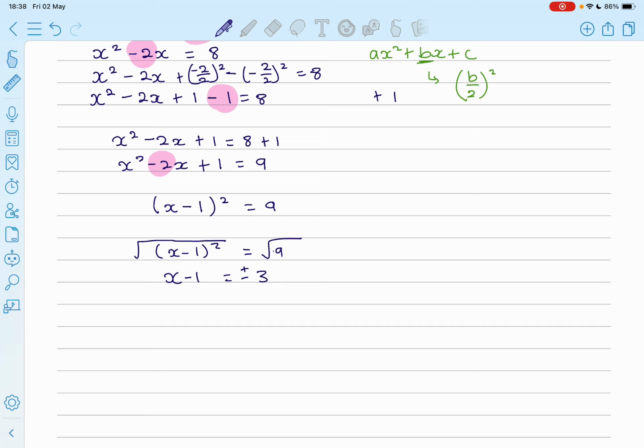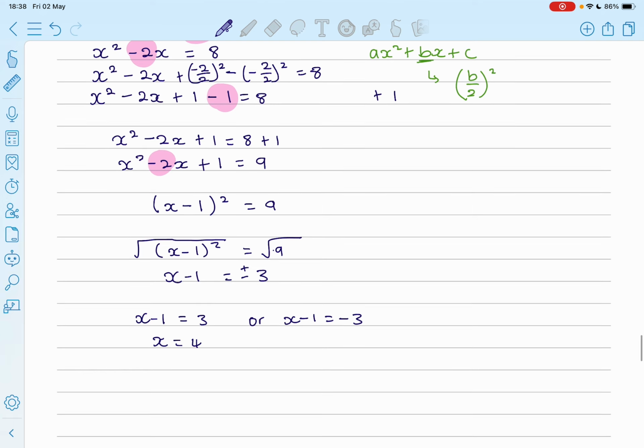Alright, so now to solve for x, it means that we have two solutions. So x minus 1 can either be equal to positive 3 or it can be equal to negative 3. When we take negative 1 to the other side, you've got x being equal to 4. And here you can either have it being a negative. So here negative 3 plus 1 is negative 2. So these are our two possible solutions.